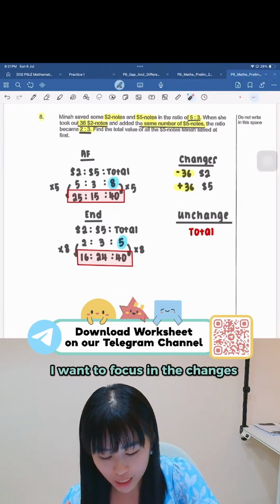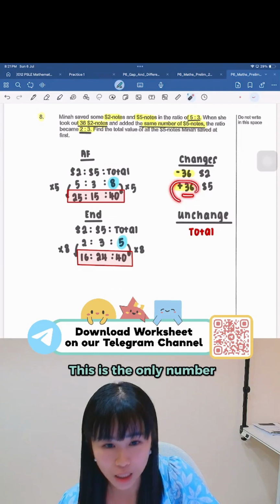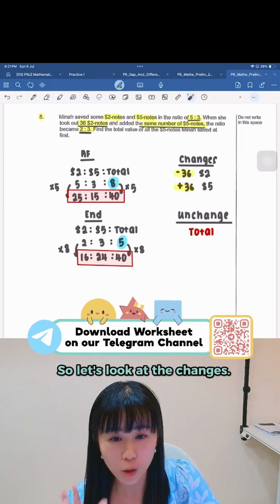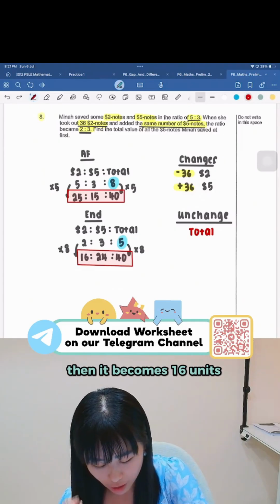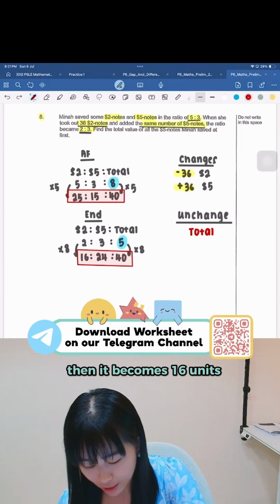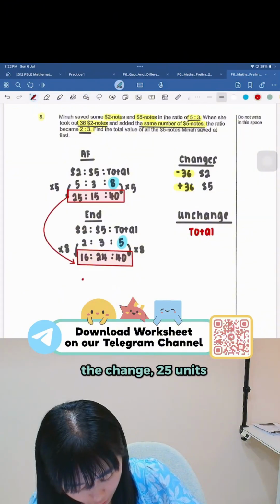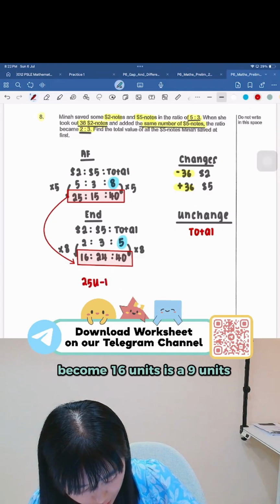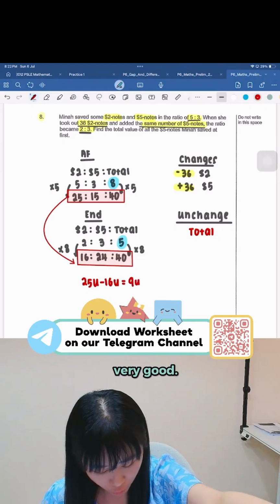I want to focus on the changes because I know the change is either you minus 36 or you plus 36. This is the only number I can work with here. So let's look at the changes. For $2, you have 25 units, then it becomes 16 units. So look at the change: 25 units becomes 16 units, which is a 9 unit change.